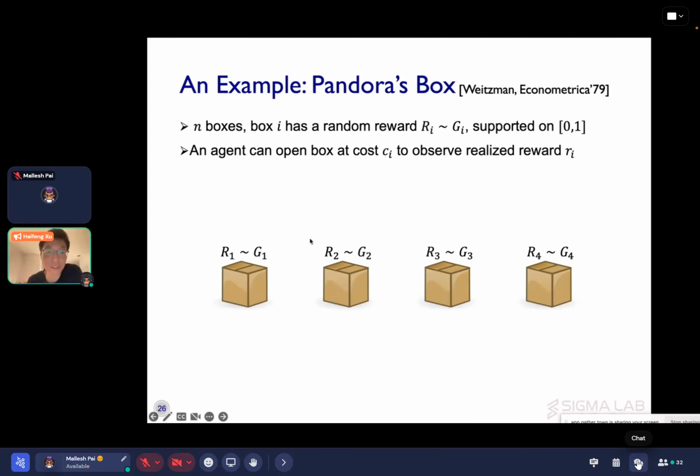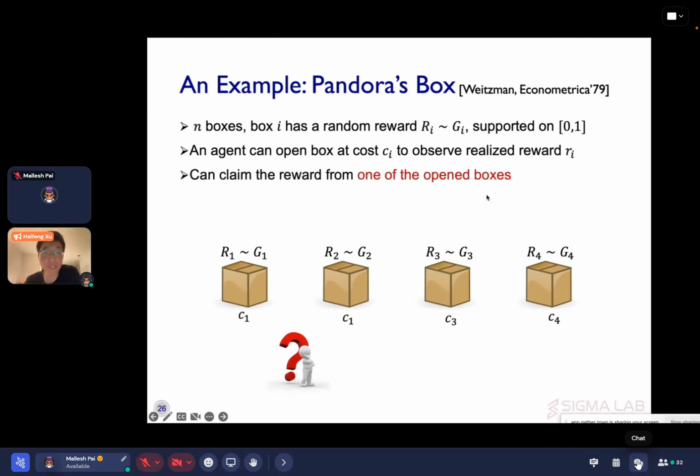It's basically an online decision making problem. There are n boxes. Box i has a random reward R_i, drawn from some distribution G_i. For simplicity, let's assume they all have support on [0, 1], which does not matter too much. So an agent, who is you, tries to open the boxes one by one and collect some reward. But opening box i has a cost c_i, and the benefit for you is that you can observe the realized reward R_i from that box.